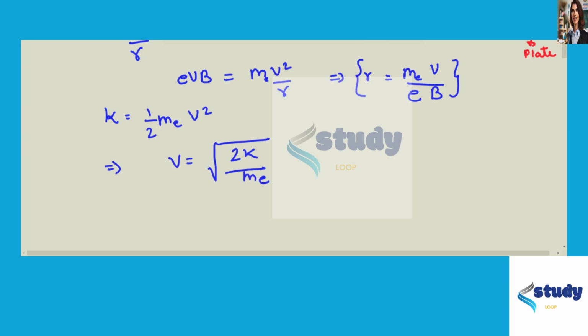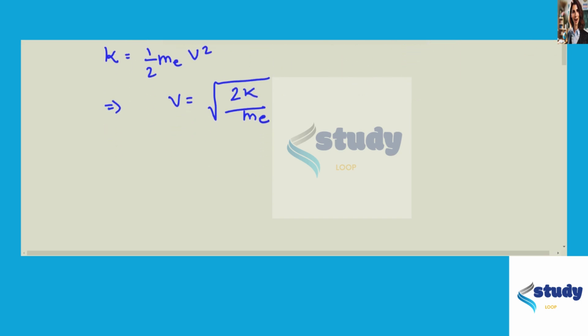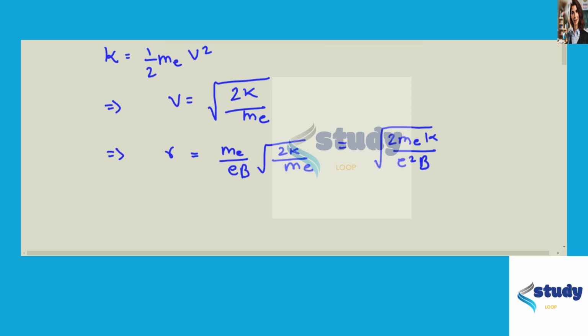Now that we found the velocity, we substitute the value of v in the radius. So our radius changes to r equals m_e, the mass of the electron, upon e B, into root of 2K by m_e. That is, the radius changes to root of 2 m_e K upon e square B square.